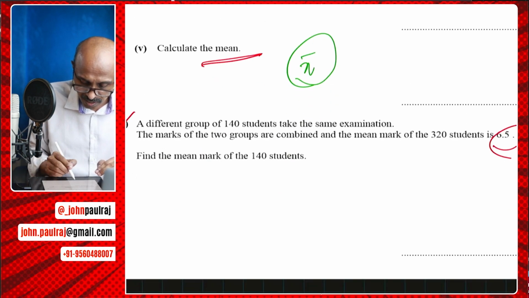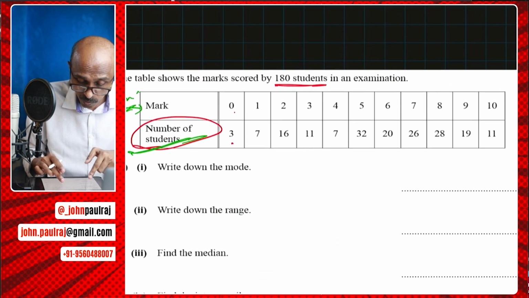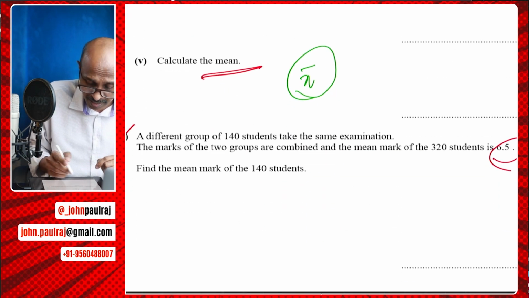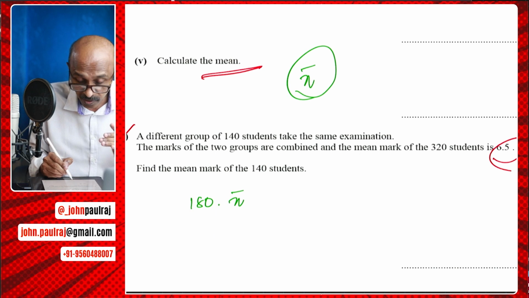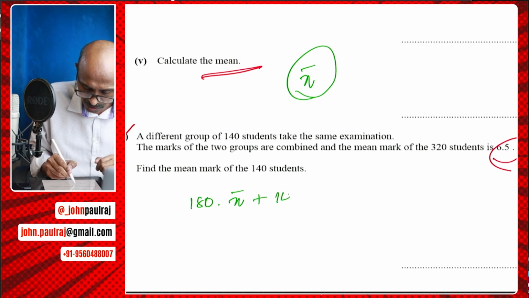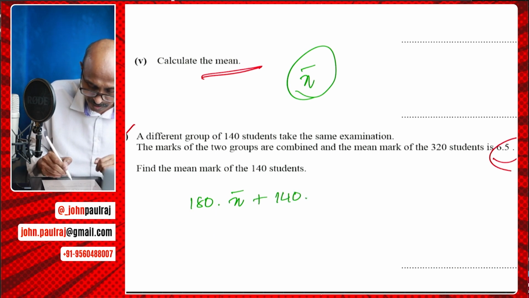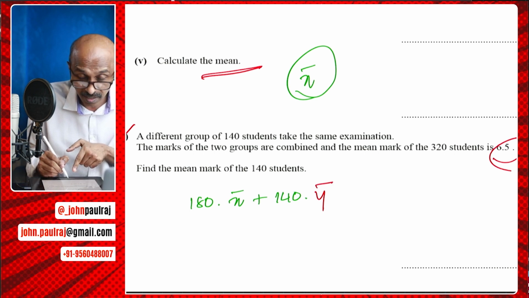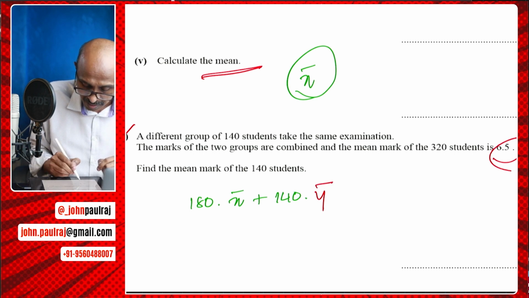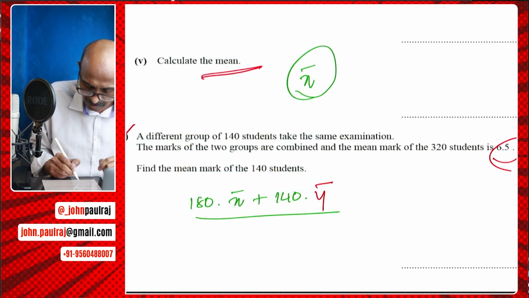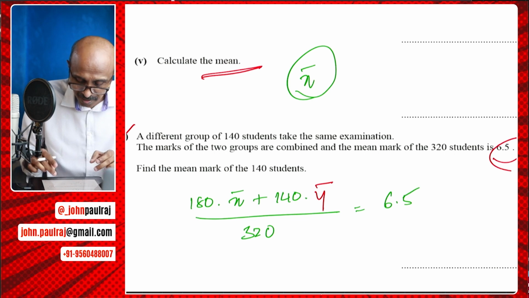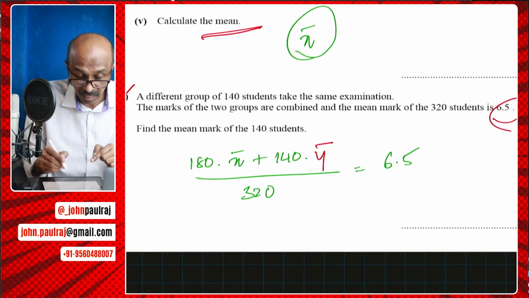How you set it up is this X bar is for a group of 180 students. So it's literally 180 times that X bar, which you have already calculated, plus 140 for this new group, times the new mean, which you have to calculate. This is red, so that means you need to calculate for this. This whole thing divided by 320, that's a new group. This is equal to 6.5. So this is the expression that you're going to use to calculate Y bar, the new mean of that 140 students.